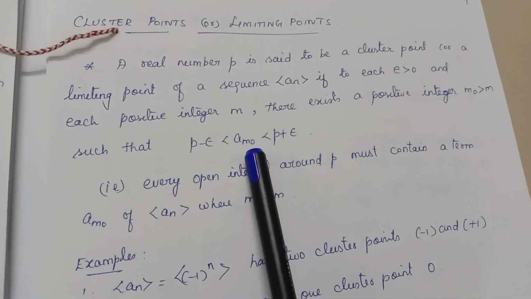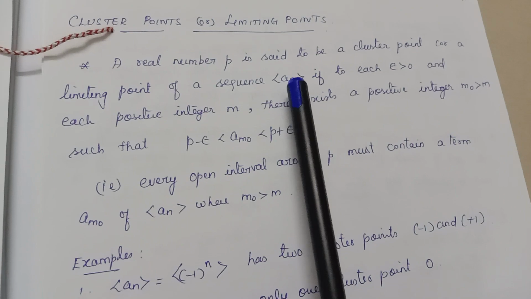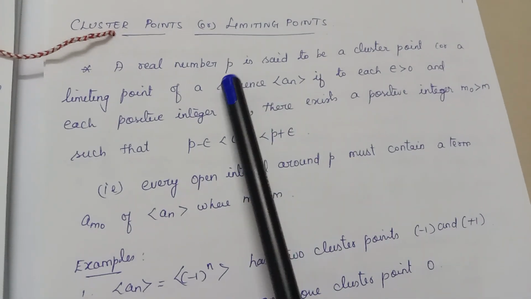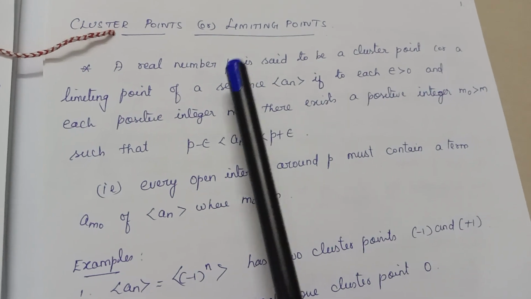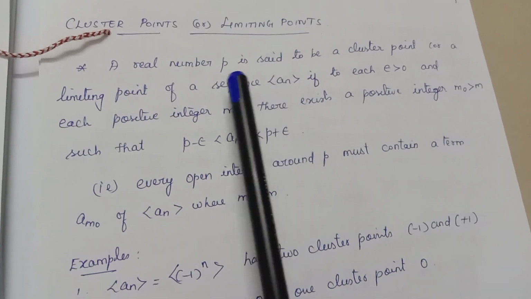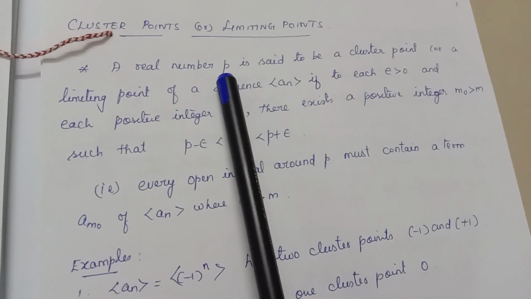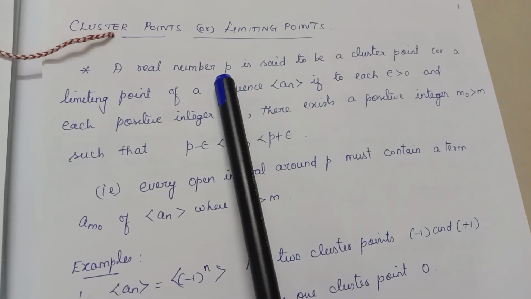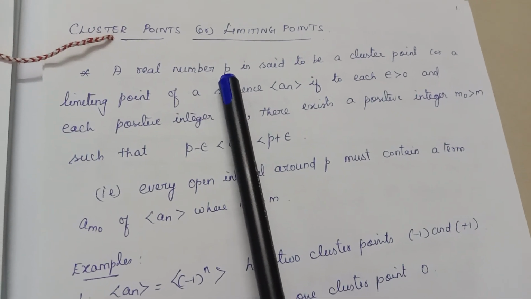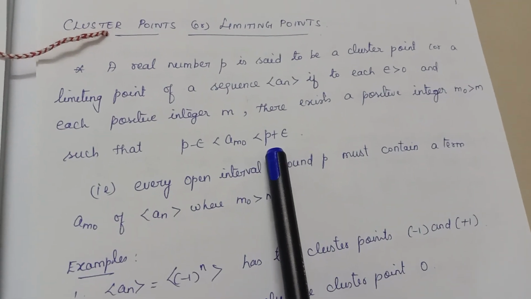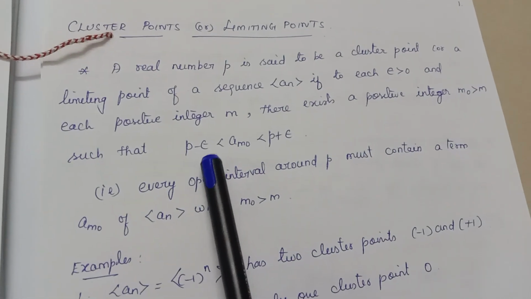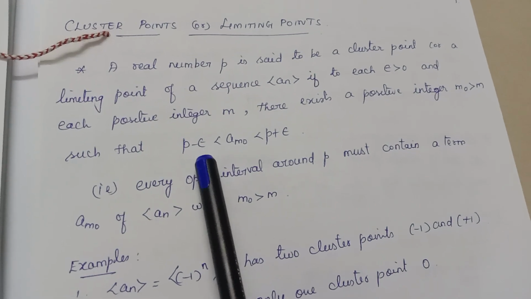That means, I have a sequence an, and I have a point p, a real number p. This will be called a limiting point or a cluster point for this sequence if every neighborhood of this real number... neighborhood means what? The open interval p minus epsilon to p plus epsilon is a neighborhood. By varying epsilon we will get different neighborhoods for the given point.